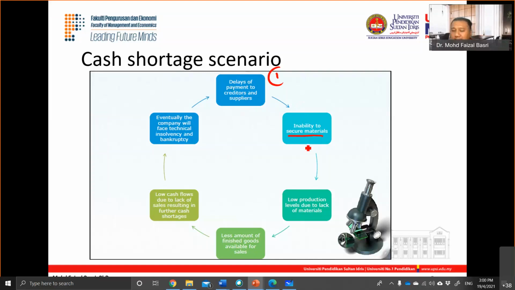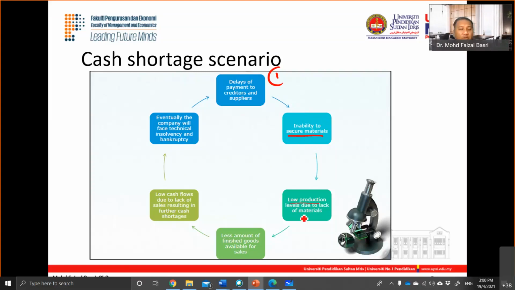Because your supplier cannot provide you with the raw material anymore because you don't have cash. You cannot pay the supplier, so you cannot secure materials, and these materials are important for your production. When you don't have raw material, how to produce, right? So therefore, it will lead to low production.